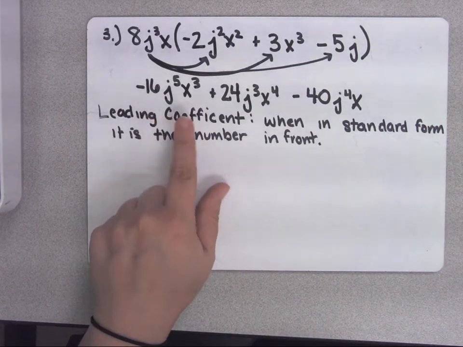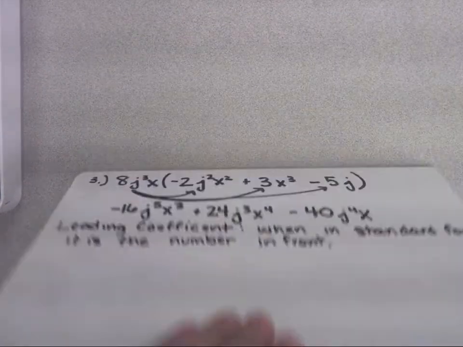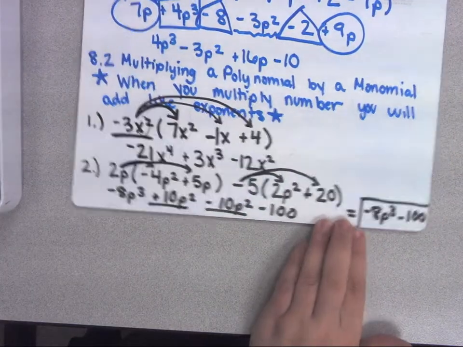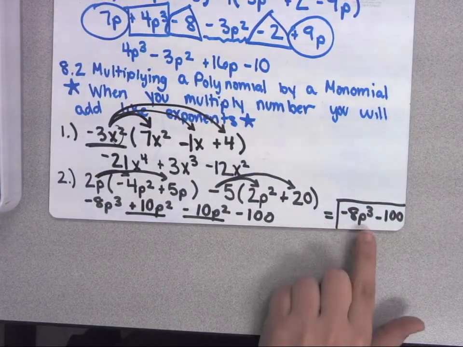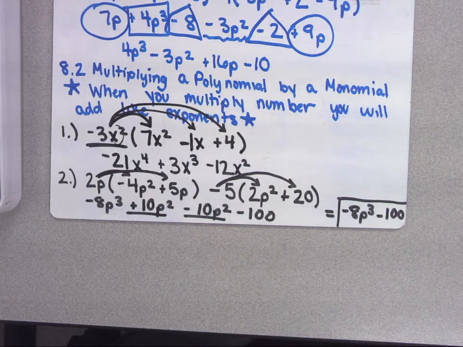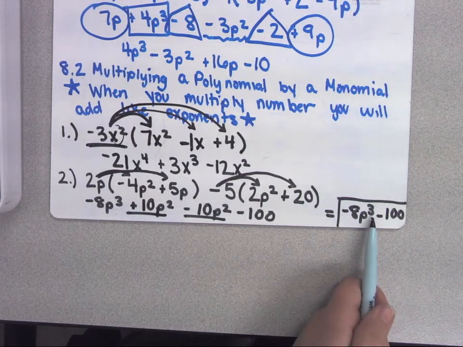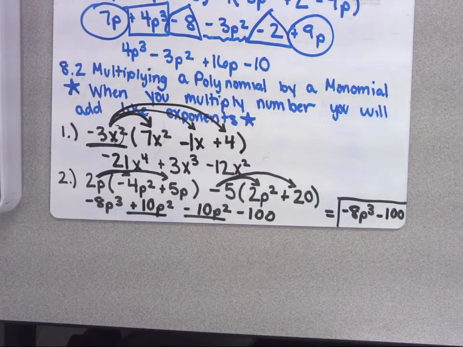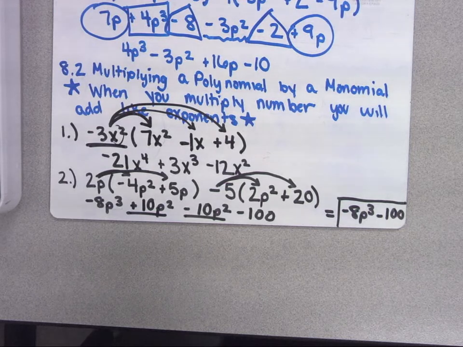But the equation we just did, right? The -8p to the 3rd minus 100. The degree is what? My leading coefficient is then what? -8. It's usually a whole number attached to whatever your degree is. It's a number that's in front. That's all. Because they will ask you, once it's in standard form, to state the leading coefficient.